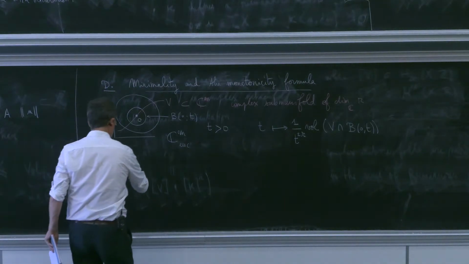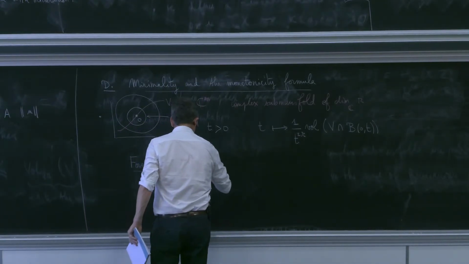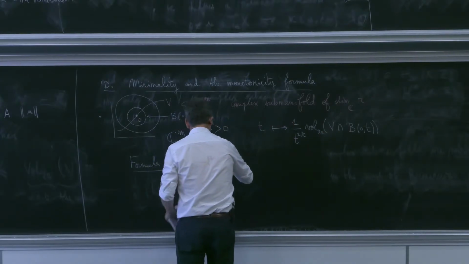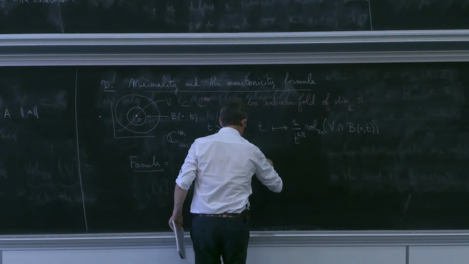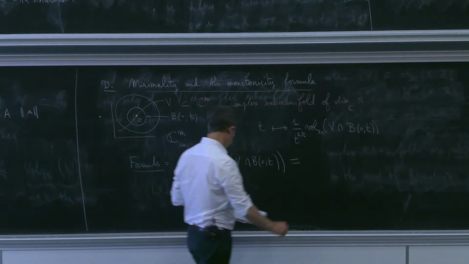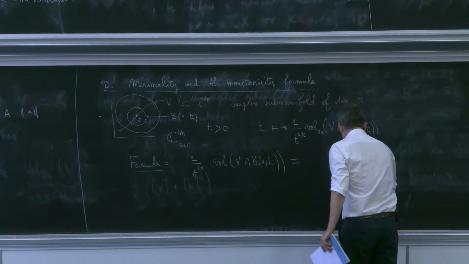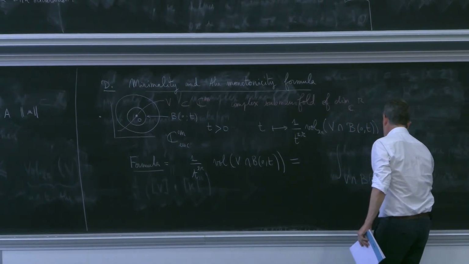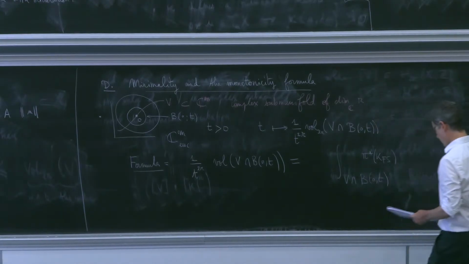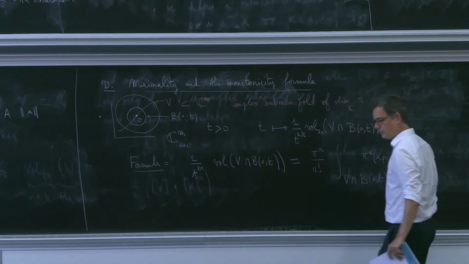In fact, we have the following formula. One over t to the 2r, so here it's a 2r-dimensional volume, the volume of V intersected with this ball is equal to the integral of the Fubini-Study metric on V. So it's the integral on V intersected with the ball of radius t of the pullback of the Fubini-Study metric on P^m, and pi to the r over r factorial.